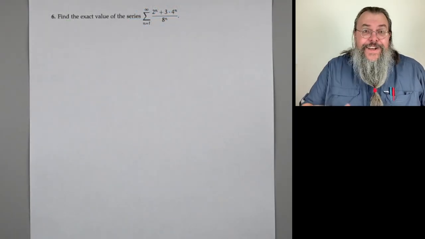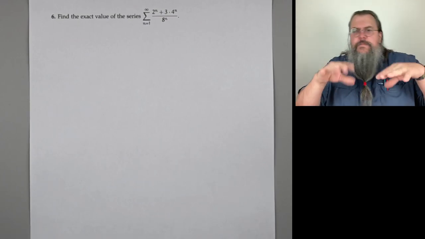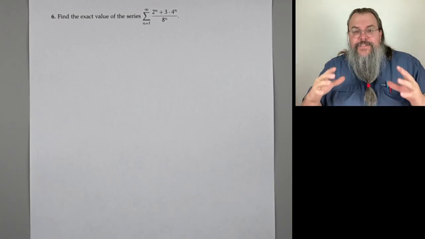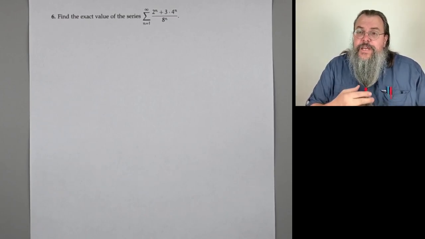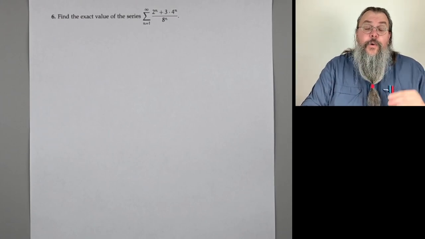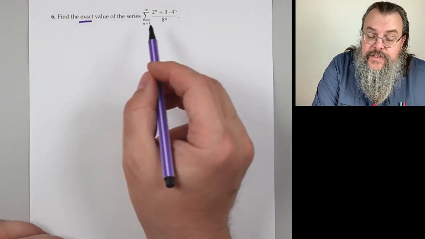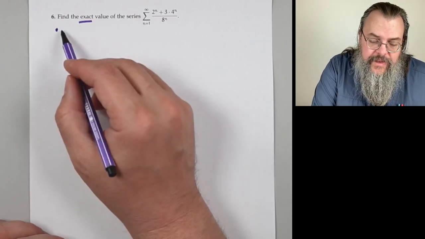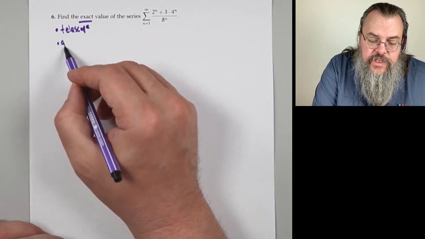Number 6, find the exact value. Woohoo, exact. Not like, oh, kind of, what is it? No, exact. I want a number of the series, the sum from 1 to infinity, upstairs 2 to the n plus 3 times 4 to the n, downstairs 8 to the n. Now, whenever we see something that says exact, and there's a series, in other words, an infinite sum, there's just three possibilities. We have something which can telescope. We have something which is geometric.